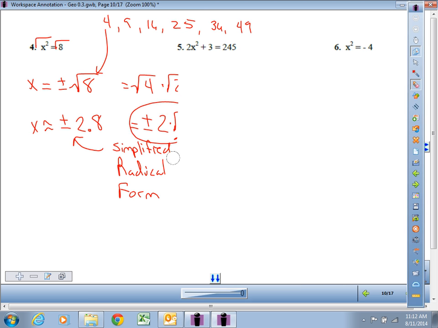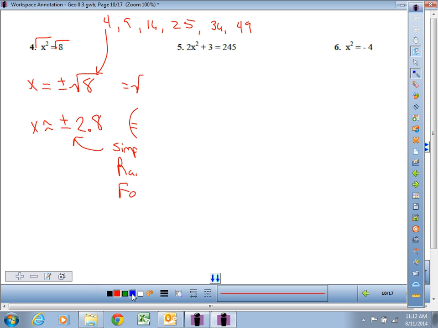Okay, let's go on to number 5. Number 5 is not quite ready. It's got some work that needs to be done first. So this is just basic algebra like we started day 1. We're going to subtract 3, do that whole mess there. So we get 2x squared equals 242. Now we have this times 2, so let's get rid of that times 2. Not the last time we're going to do that. So we have x squared equals 121.